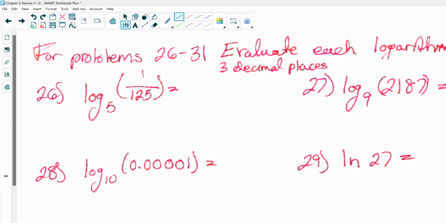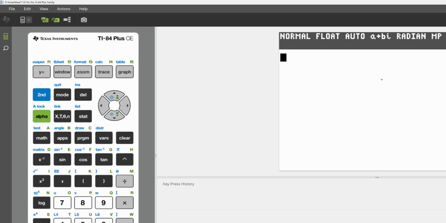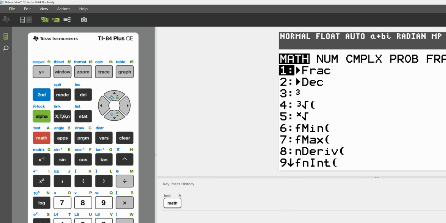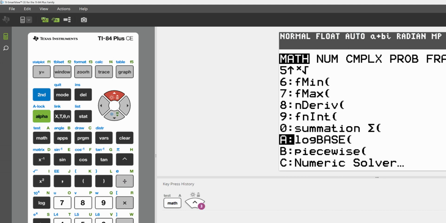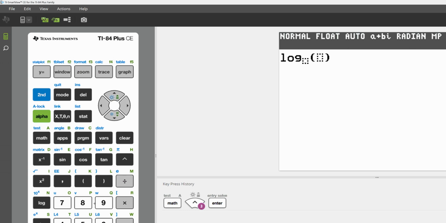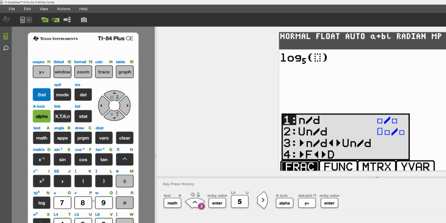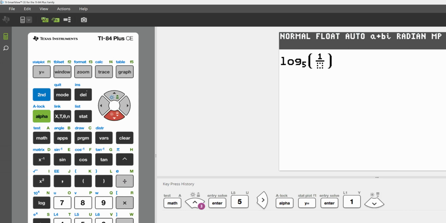26, 27, 28. Evaluate each logarithm and round to 3 decimal places. Now the first one, 26, we could use the change of base or we can just use the graphing calculator. In the graphing calculator, if we hit math and go up to log base, enter 5, then alpha y equals, enter gives us a fraction. Log base 1/5 of 1 over 125 is -3.